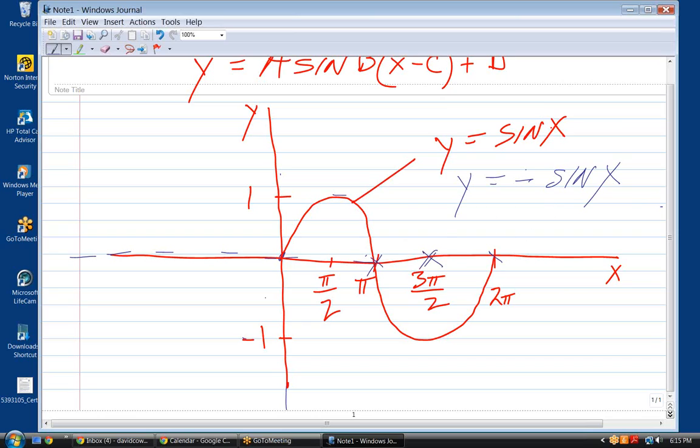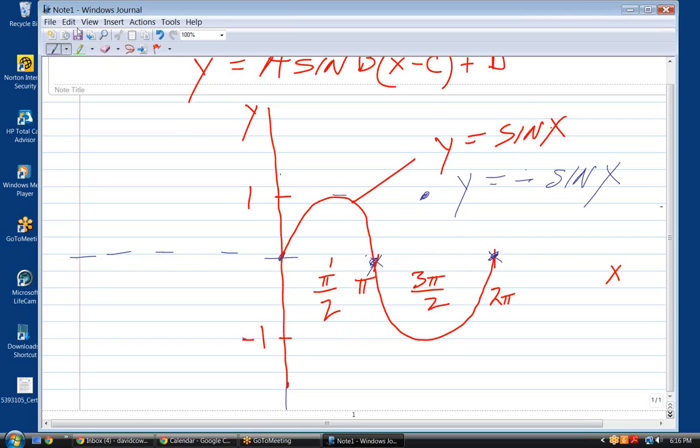Okay, so I'm going to graph the thing in blue. I'm just going to take my graph in red. I'm going to go down instead of up. I'm going to come back there. I'm going to go up there and come back there. So if I reflect the red about the x-axis, it looks like that. Okay.